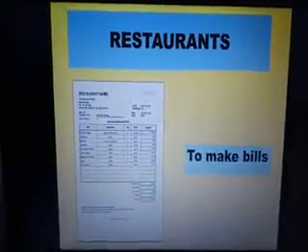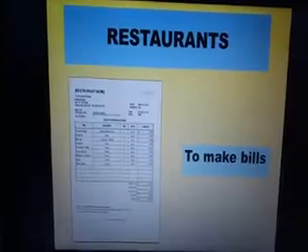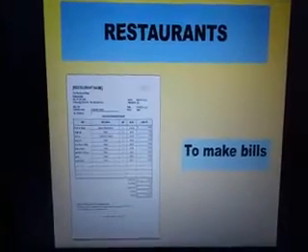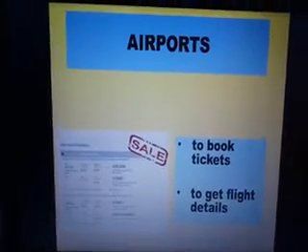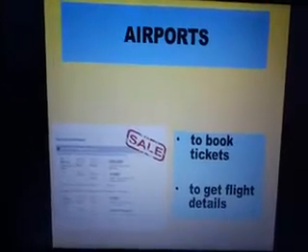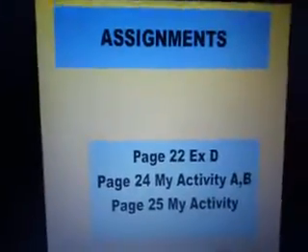Restaurant, you go to a good restaurant, the bill comes out printed like this through a computer. Airports, computers are in airports to book tickets and to get flight details. And here we have a flight ticket. Okay, this is made with the computer. And that brings us to the end of this part.